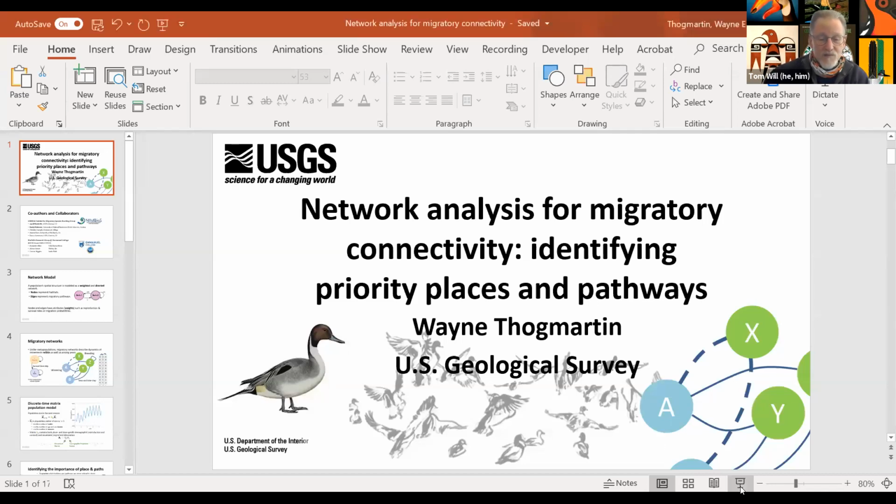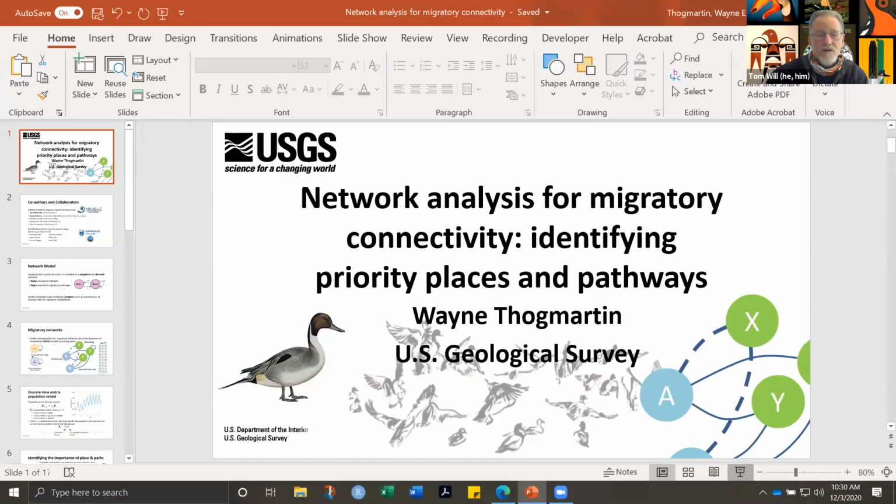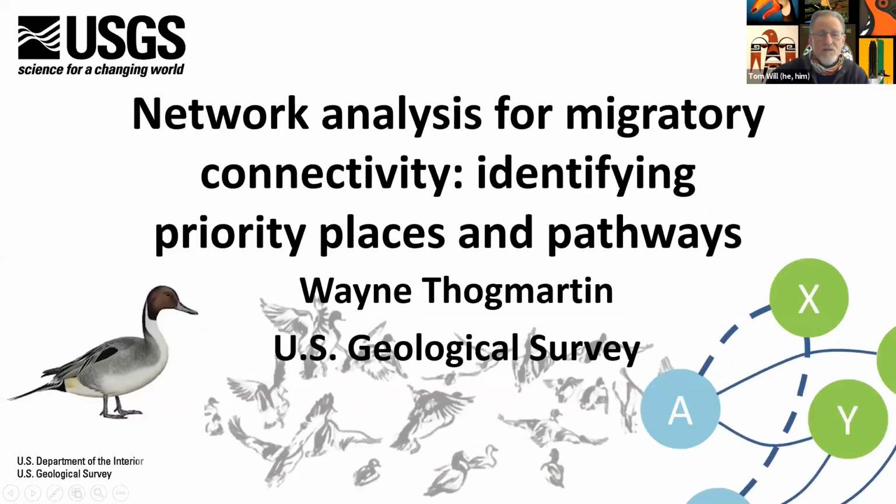So at this point, our next speaker, I'd like to introduce Wayne Thogmartin. Wayne is a quantitative ecologist with the USGS, working at the Upper Midwest Environmental Sciences Center in La Crosse, Wisconsin. Wayne's main focus is trying to understand the intersection of animal ecology, spatial and temporal analyses, and statistics. And Wayne's going to talk about migratory connectivity, identifying priority places and pathways through network analysis. Thanks, Wayne.